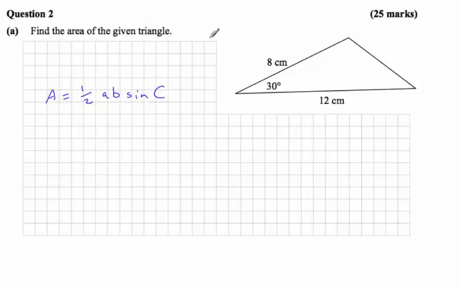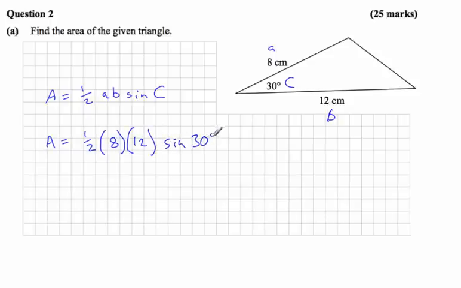A and B are two sides, and C must be the angle between those two sides, so we actually have this angle C between the two sides. That's according to the diagram in the tables book. So we're just going to plug those values into the formula. It's a half times A, which is 8, times B, which is 12, by the sine of the angle C, which is 30 degrees.